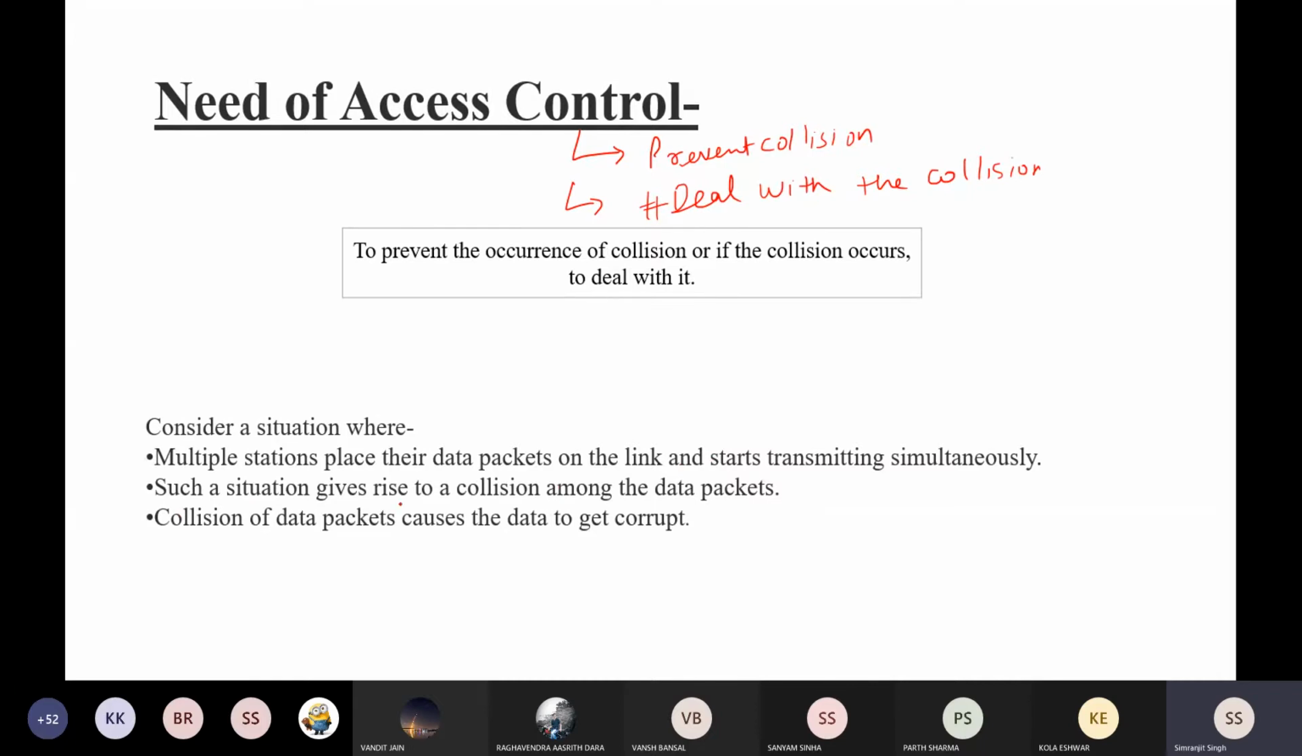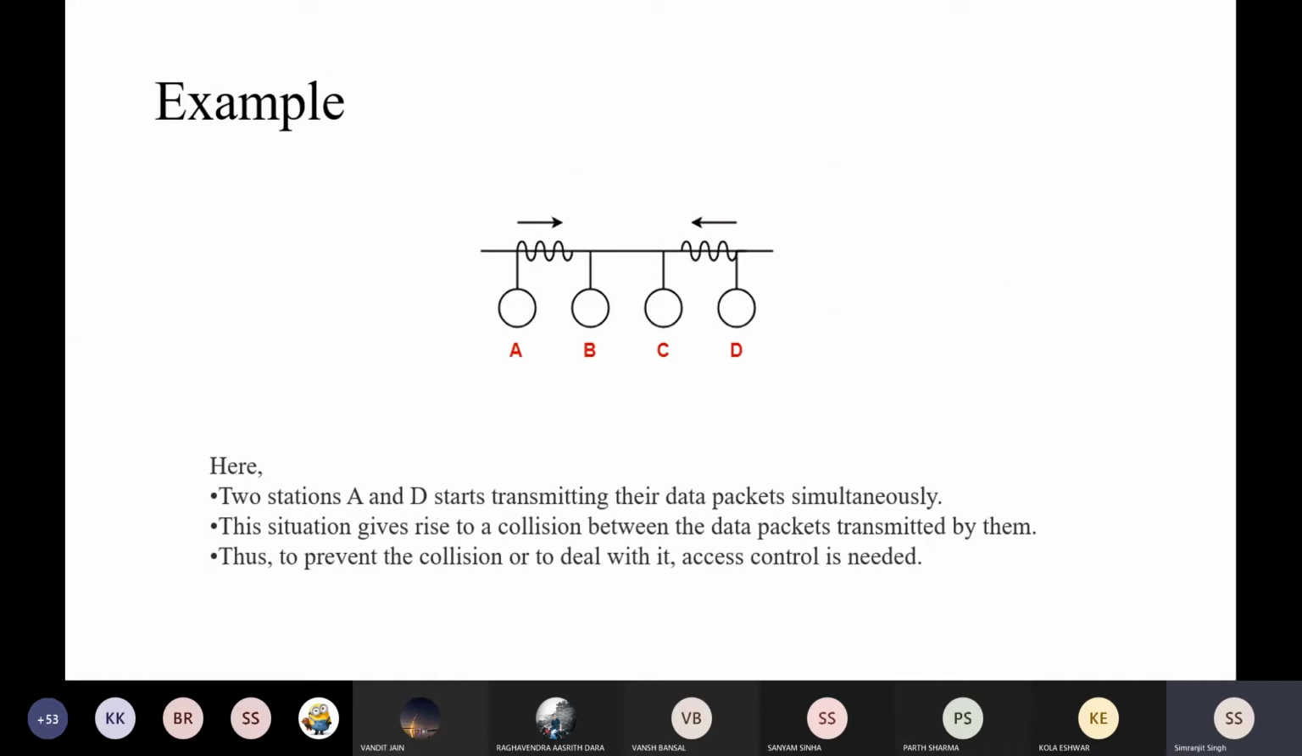Such a station gives rise to a collision among the data packets. Collision of the data packets causes the data to be corrupted. Okay, so it is saying that this is the scenario where your collision will occur. At the same time, every station is sending some data, or every station is broadcasting on the network. So your data may get corrupted by colliding with each other. Okay, so that is the need for access controls.